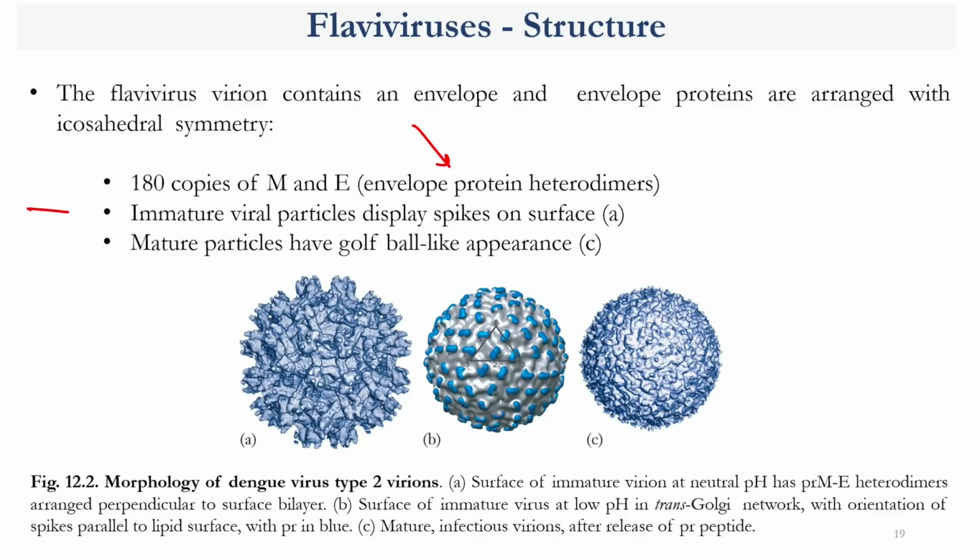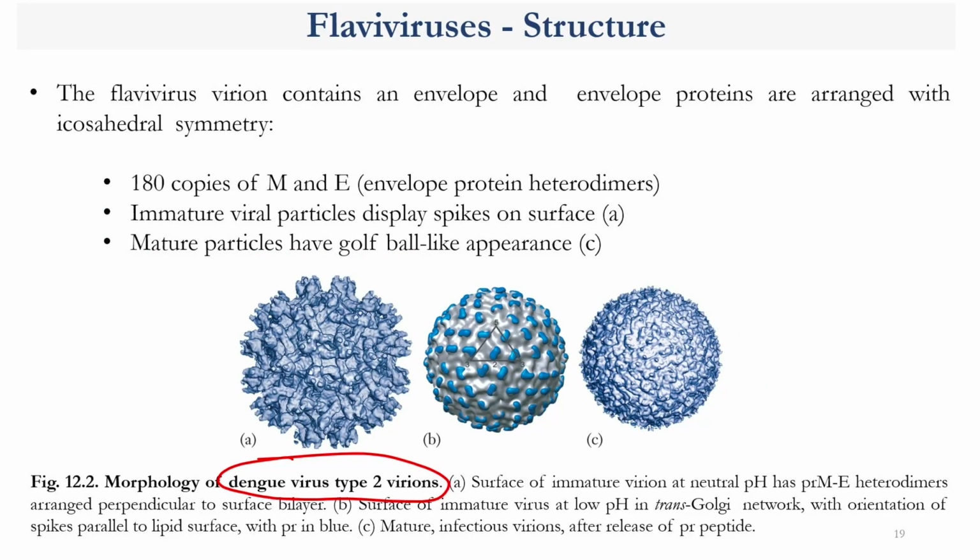When the virus is immature, it can actually show spikes on its surface, as you can see here. But as the virus matures, it becomes smoother and smoother. So it has a golf ball-like appearance, okay? So again, this is the morphology of the dengue virus.